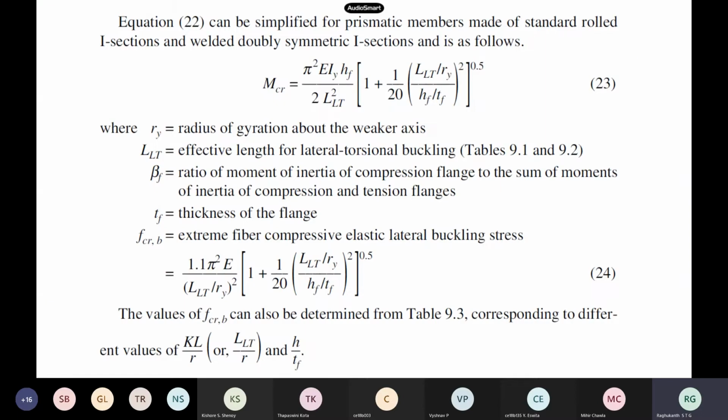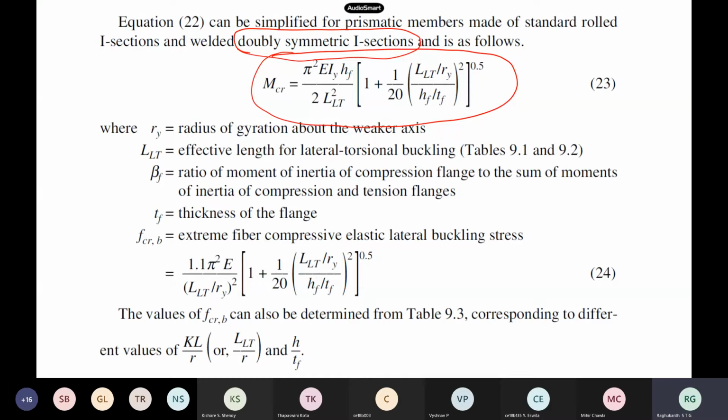Okay, so the same thing. Our equation, the same critical bending moment, for doubly asymmetric I sections, you can find out warping, girping. You can substitute everything in one go. So an easy formula can be given, like EIY, HF. It is very easy to calculate.